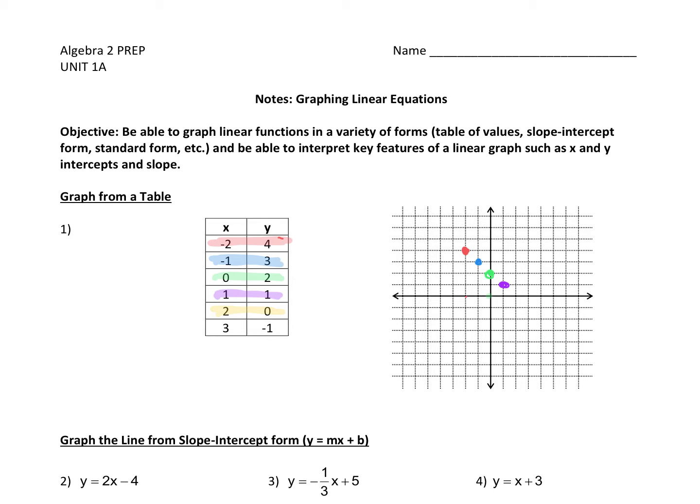For 2, 0, I'm going to go 2 to the right, 0 up or down, so it's going to stop there. And for 3, negative 1, I'm going to go 3 to the right, down 1. And then I'm going to connect my points.